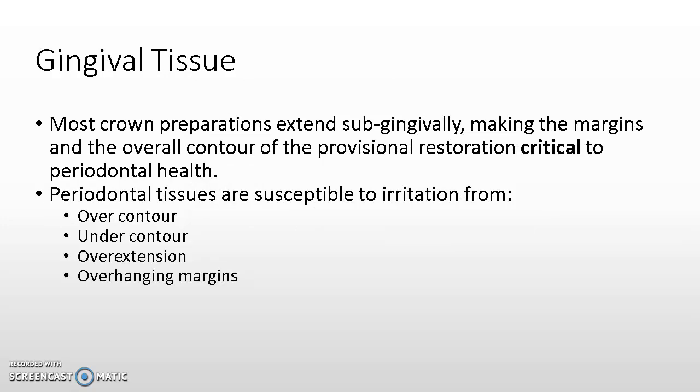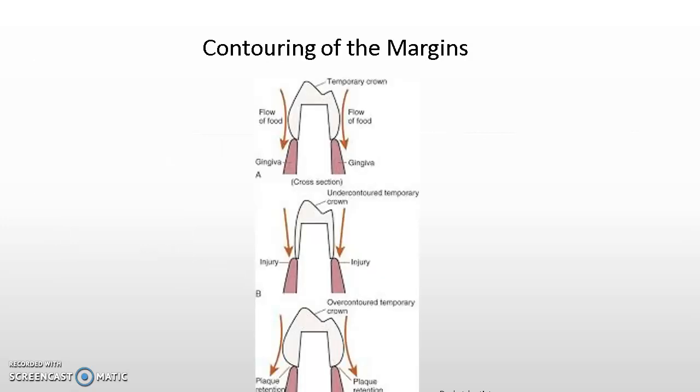We need to also remember to protect our gingival tissue. Most crown preps extend subgingivally slightly, making the margins and the overall contour of the provisional restoration critical to periodontal health. Periodontal tissues are susceptible to irritation from an over-contouring of the temporary or an under-contour, if there's overextension or overhanging margins. And here are a few examples.